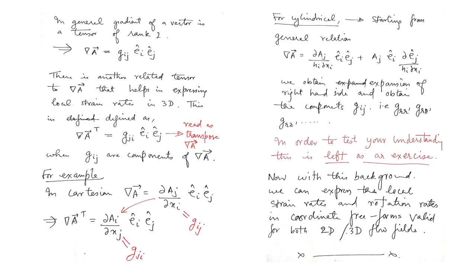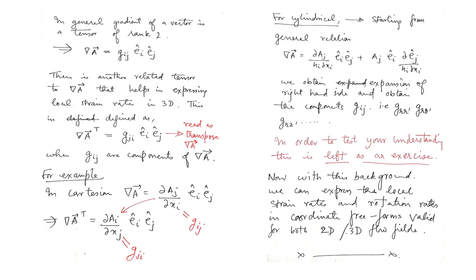I'll give it in the notes in the PDF form that I'll be passing on after these lectures, so you can confirm your answers, but right now you are expected to do it yourself for the cylindrical coordinate system and get these components Gij. Now once Gij are known, you can just get the transpose also, because it's very easy. The same components are written with i and j interchanged, in the transpose gradient of the vector tensor.